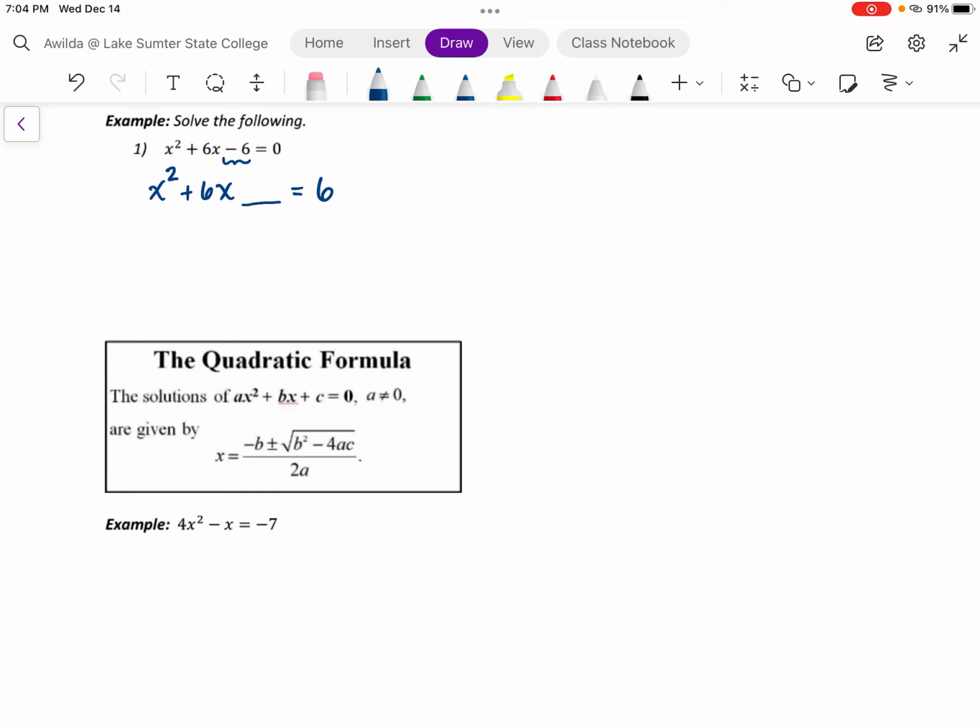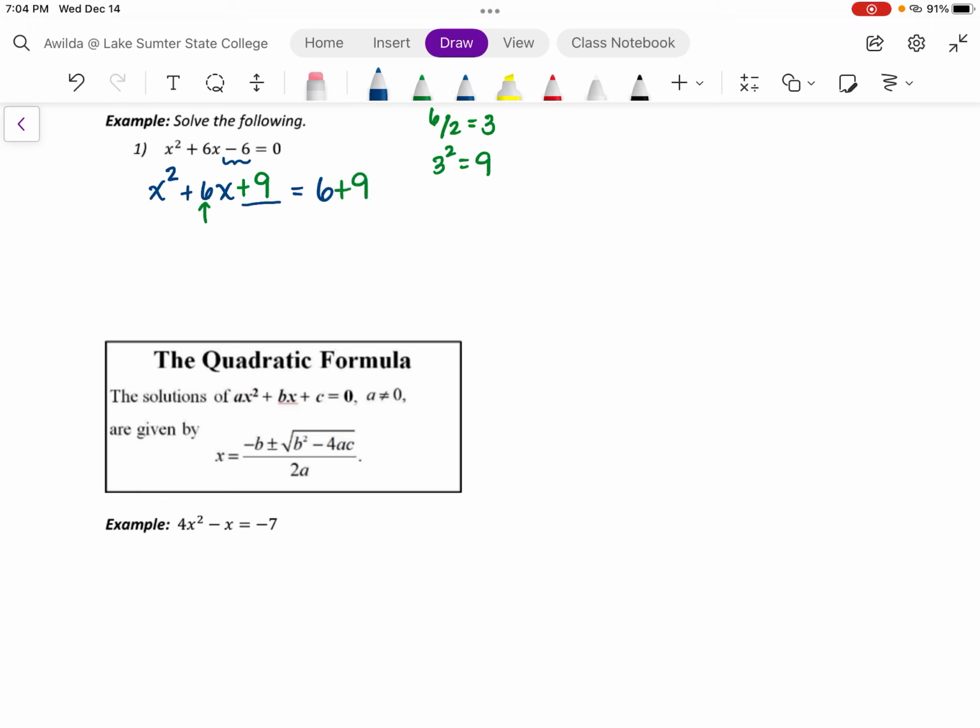To find out what number to add to create a perfect square, we are going to take half of the middle coefficient. So in this case, we're going to take half of 6, and then we're going to square that. So half of 6 is 3, and then we're going to square the 3 to get 9. That is what we're going to add to the two sides of the equation. So we're going to add 9 to the left, and we're going to add 9 to the right.